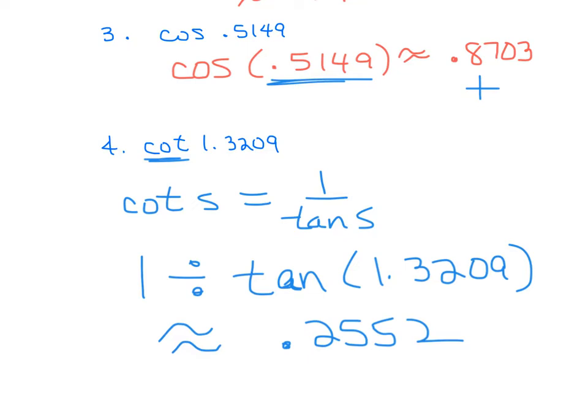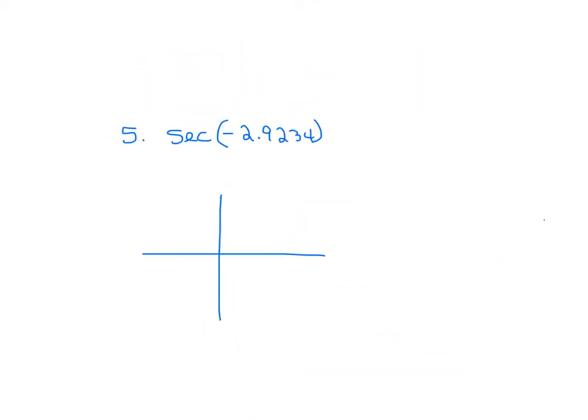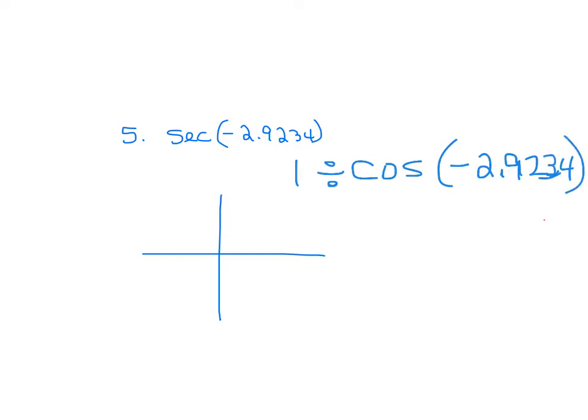All right, the next one is also a reciprocal. Secant is the reciprocal of cosine. So here I'm going to do 1 divided by the cosine of negative 2.9234. And this will approximately give me negative 1.0243.